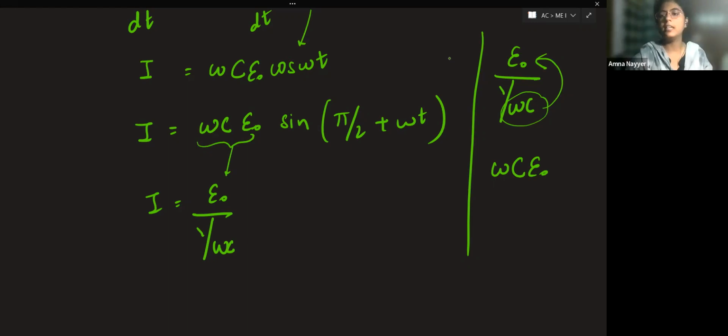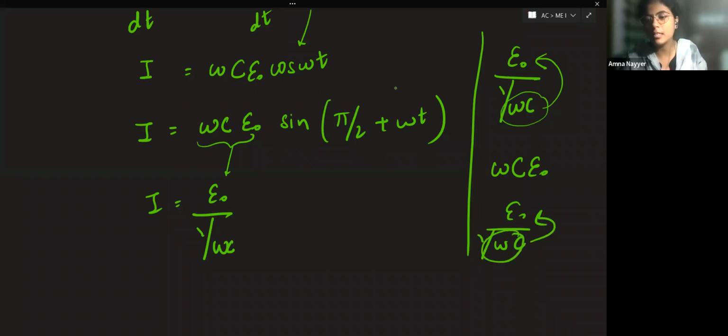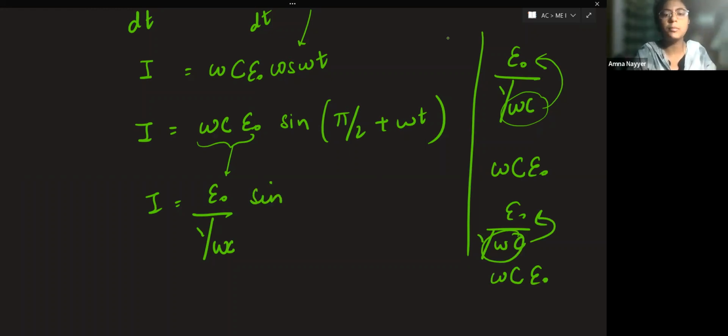If I write E naught divided by omega c, this is different. This is E naught divided by omega c. But even if I write this again in the denominator, 1 by omega c, then this omega c goes up in the numerator and this becomes omega c E naught. So that's why I'm writing this term as 1 by omega c only. And here it is left sine omega t plus pi by 2. This is the value of current.